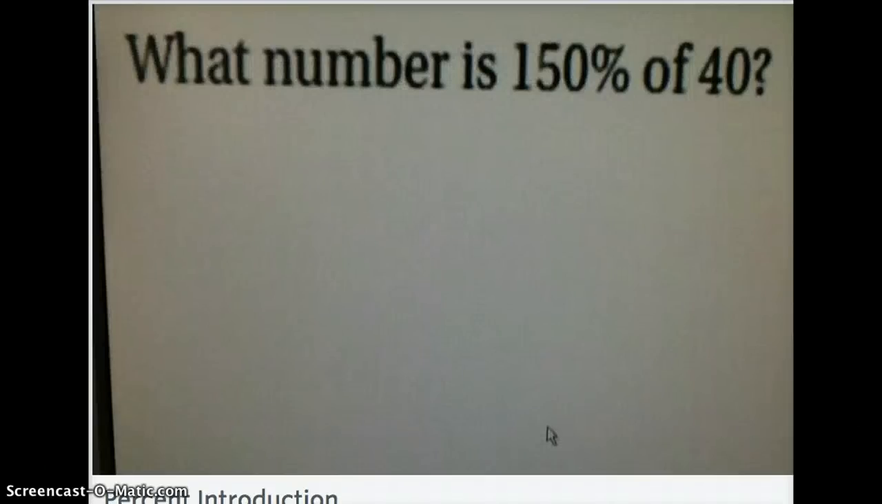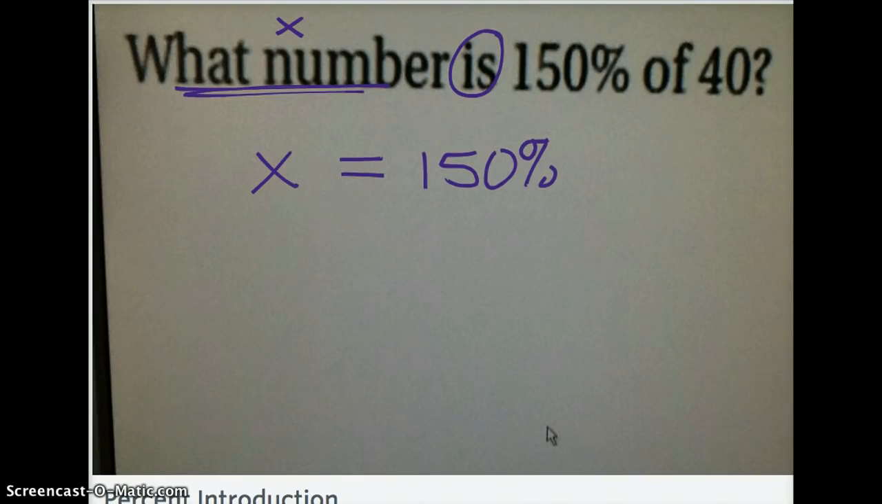Here's what we have. This time it says, what number is 150% of 40? There's kind of two ways you can think about doing this. I'm going to go through and see what I have. It says, what number? Well, I don't know that number. Let's call it x. What number is, means equals, 150% of 40. Of means times 40. So I want to know what's 150% of 40.